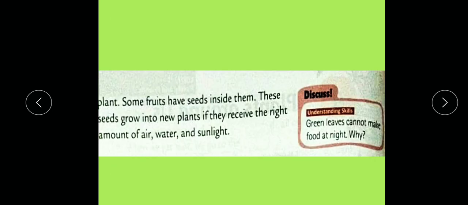See, here in discuss, the question is, green leaves cannot make food at night. Why? As we all know, leaves are mostly green in color. They make food for the plants using water and sunlight. So at night, if they do not receive sunlight, how will they make food, right? So the reason is, if green leaves do not receive a proper amount of sunlight, they can't make food for the plant.